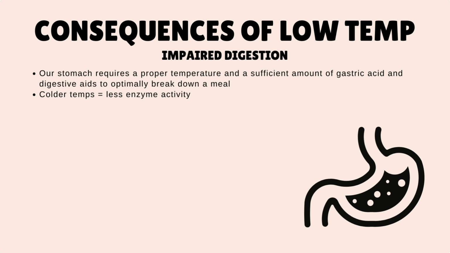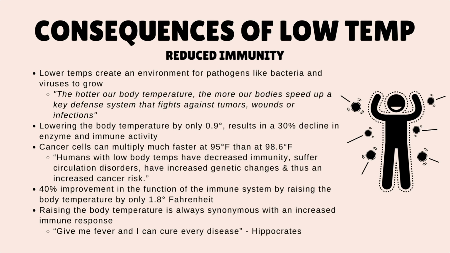So slowing the digestive system means food sits in our stomach for too long and starts to ferment, leading to poor digestion, endotoxin development, and potentially nutrient deficiencies. Lower temps also reduce immunity, since lower temperatures are an ideal environment for pathogens like bacteria and viruses to grow. Defective temperature distribution or deficient body heat regulation can be detected in most chronic illnesses.